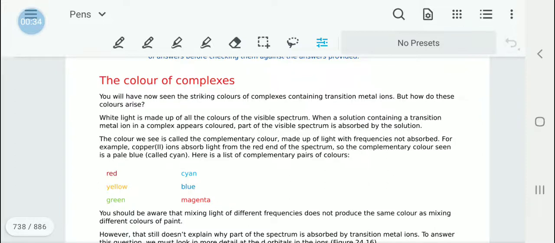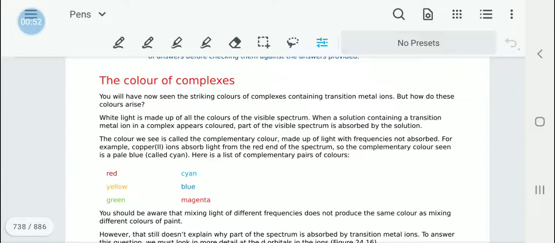So if you look at a black hole, all of the light is absorbed. As a result, you don't see any light. When you look at a white wall, that means all of the light is reflected. As a result, you see it as white. So all the colors of the visible spectrum would be reflected.